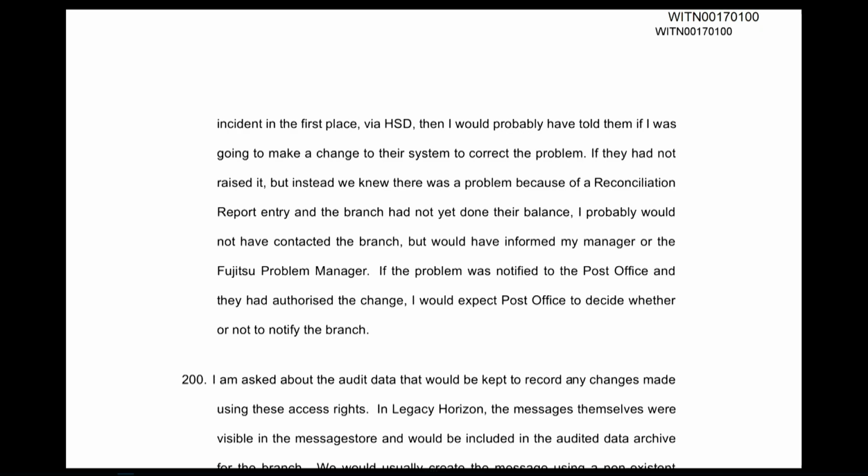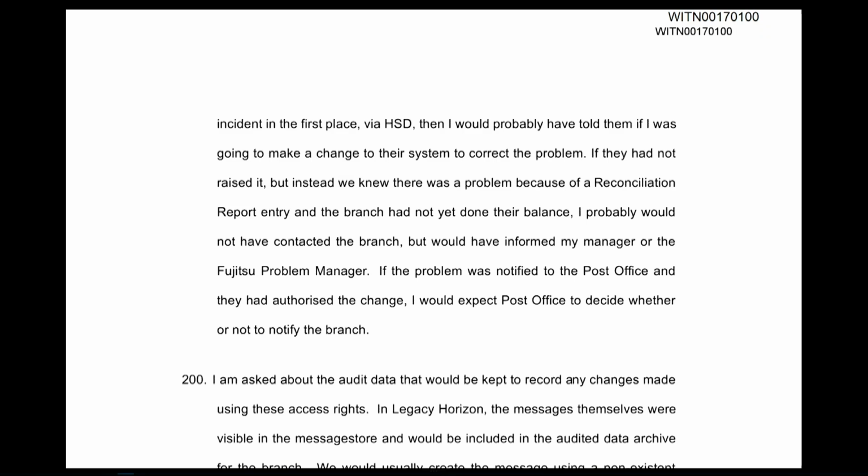If they'd not raised it, but instead we knew there was a problem because of a reconciliation report entry and the branch had not yet done their balance, I probably would not have contacted the branch, but would have informed my manager or the Fujitsu problem manager. If the problem was notified to the post office and they had authorised the change, I'd expect post office to decide whether or not to notify the branch.